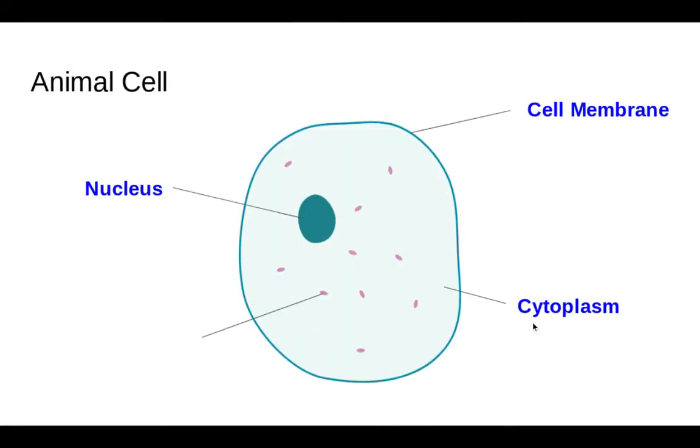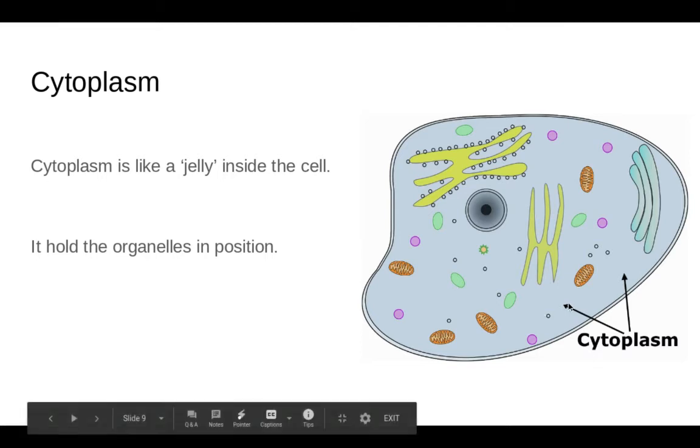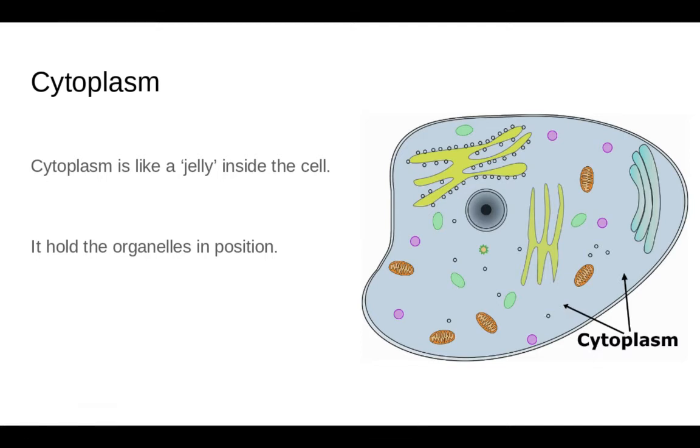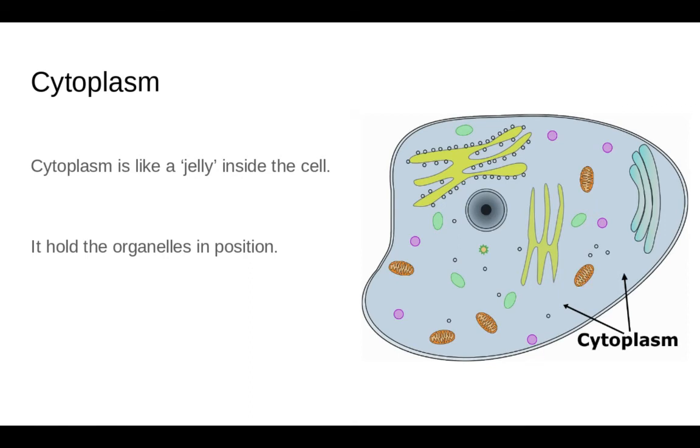Our next one we're going to look at is the cytoplasm. The cytoplasm is like a jelly inside of the cell, and it holds the organelles in position. If you think of all these organelles, they are not moving around. They are actually in a special place, and they stay still. The reason why they stay still is this cytoplasm. Think about when you're making jelly, and if you put some fruit in the jelly, the fruit gets stuck, doesn't it? And it stays there. It cannot move around the jelly. Well, the cytoplasm is the same thing. It's like a jelly, and it maintains the position of all of the organelles.